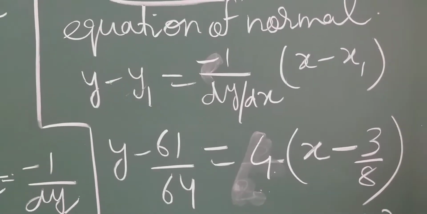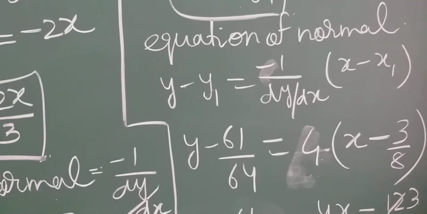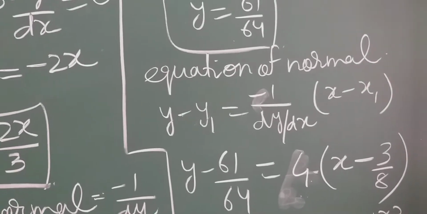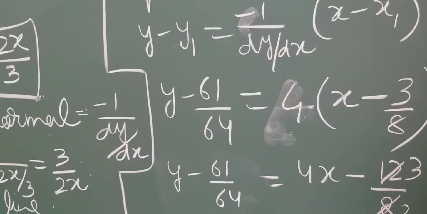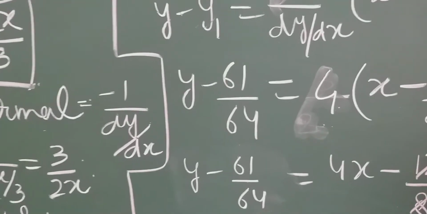Okay. So first of all we have to find the point. If the point is not given, some condition is given to us to get the point. Then you can easily find out the equation.